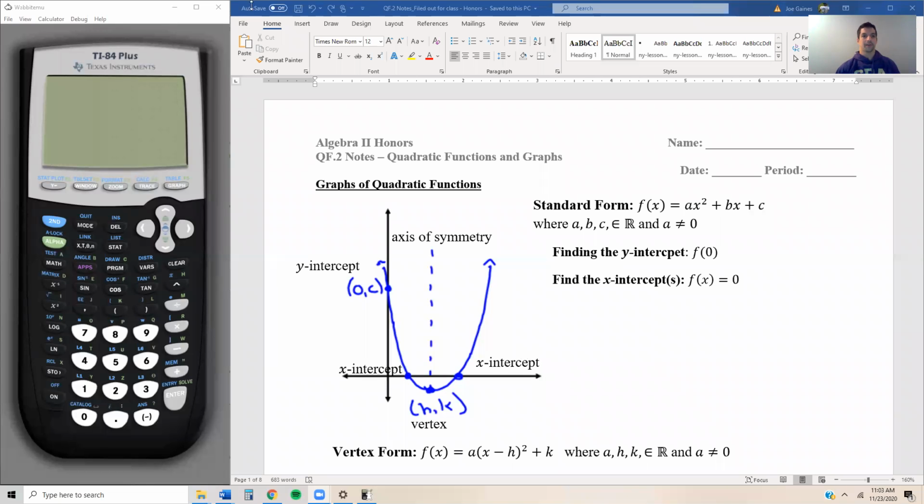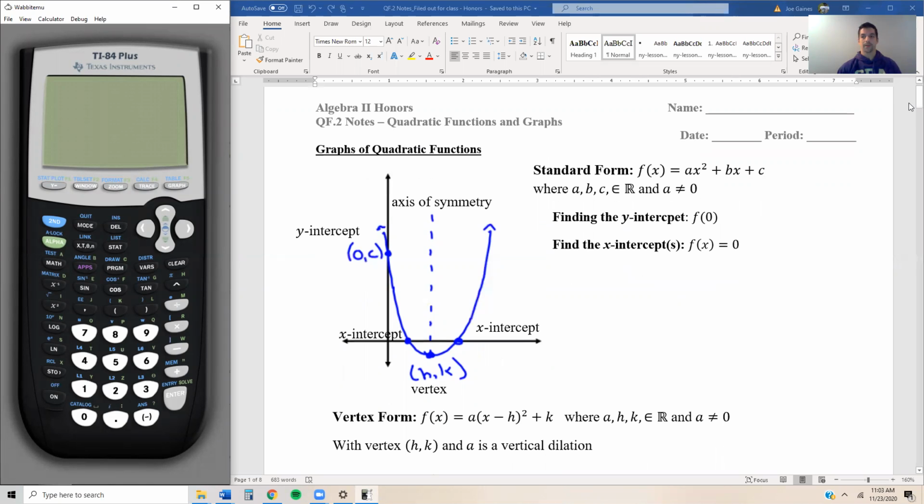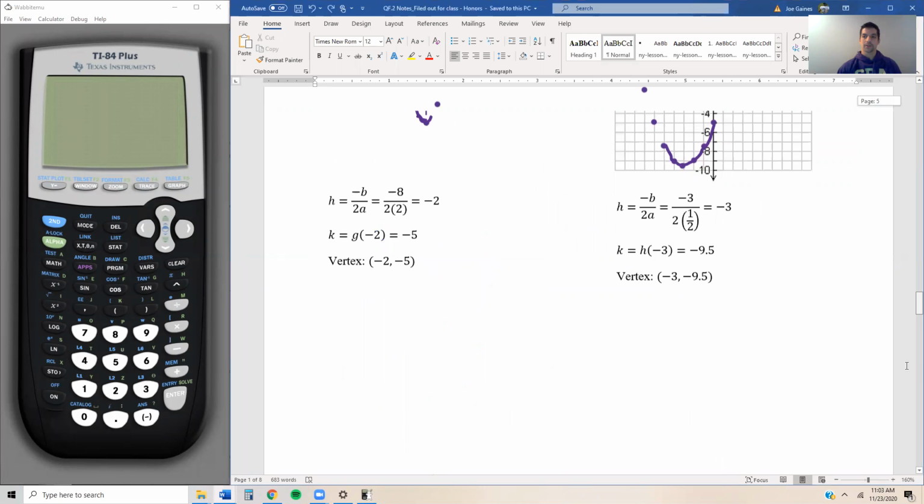Mr. Gaines again here, working on another section of the QF.2 notes for Algebra 2, taking a look at quadratic functions and graphs. The only thing that we have left to do is covering some application problems, and we got cut off a little bit on the timing of the last video, so I want to make sure that we go ahead and complete the last two problems. So let's jump all the way down to problem number 7.